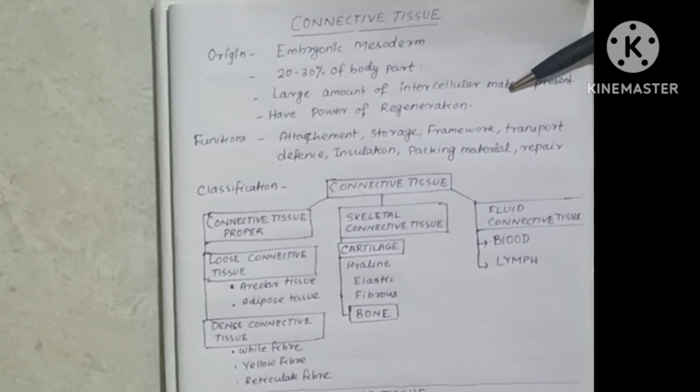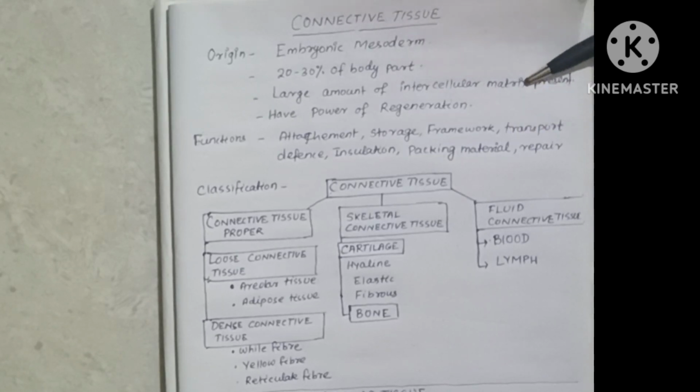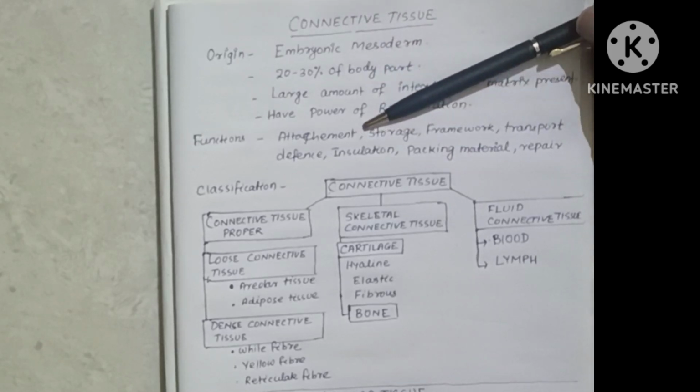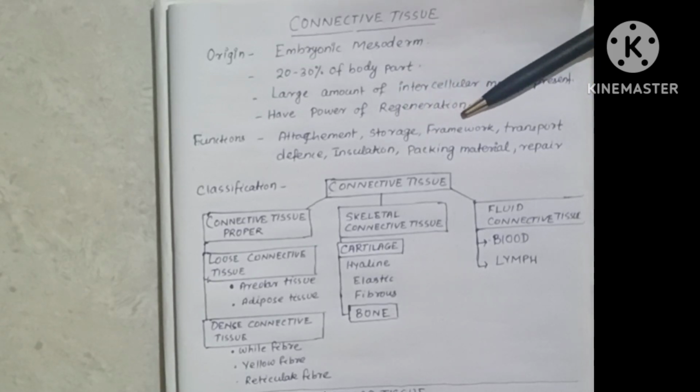Then we talk about its function. There are lots of functions performed by connective tissue: attachment, storage, framework, transport, defense, insulation, packaging material, and repair. In detail, attachment means connection between two cells or two tissues, which takes place by connective tissue. Storage: adipose tissue stores fat. Framework: bones and cartilage form the framework of our body, and these belong to connective tissue.